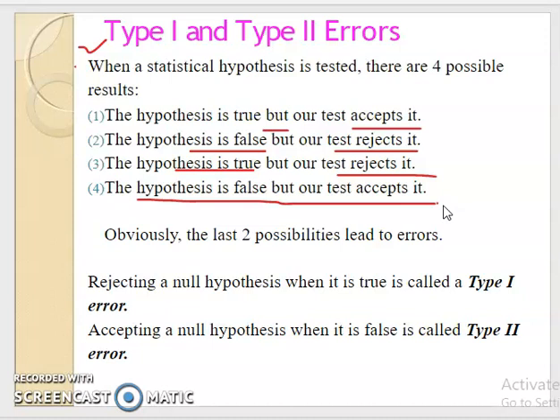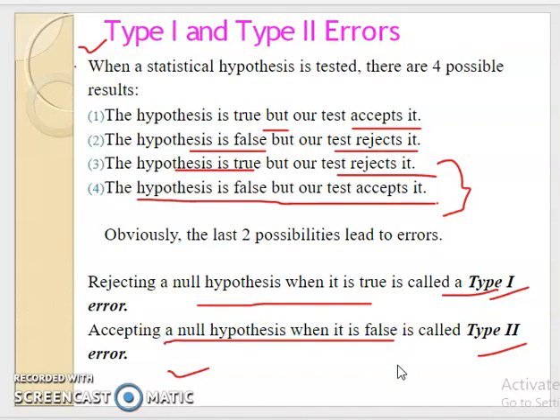So there is always a chance of committing two possible types of errors, that is, a type 1 error and a type 2 error. These two statements cause an error, the type 1 error and the type 2 error. The type 1 error is the rejection of the null hypothesis when it is true. And the type 2 error is accepting the null hypothesis when it is false. So that is the second error.